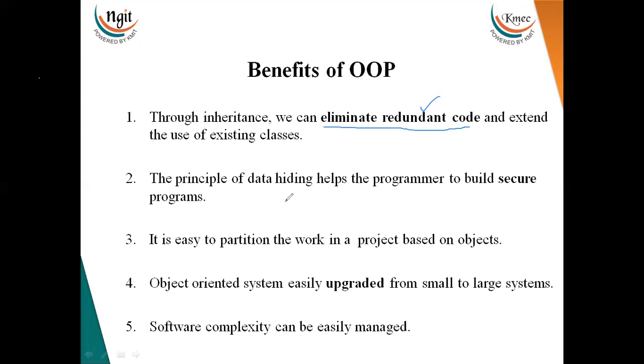The next advantage is data hiding. It helps the programmer to build secured code because we are not exposing the internal details of the application. With that, we can build secure applications, and it is easy to partition the work in a project based on the objects. Different objects can be created for the different works, and they can be merged together, and we can build it as a project.